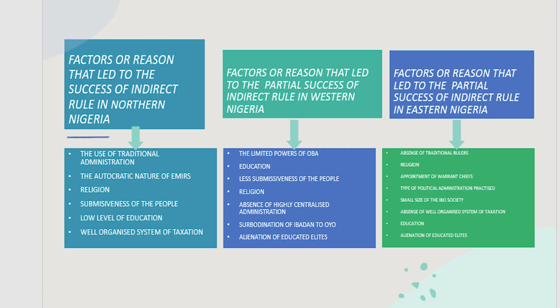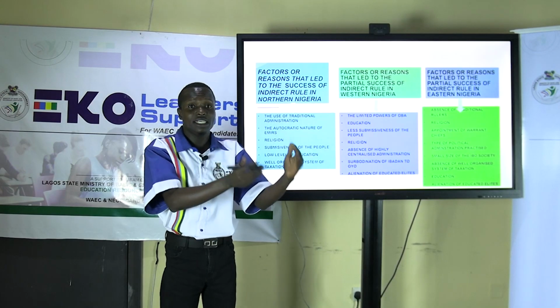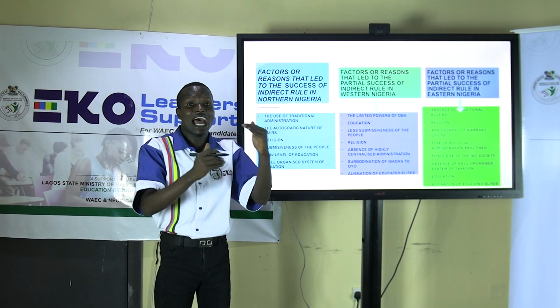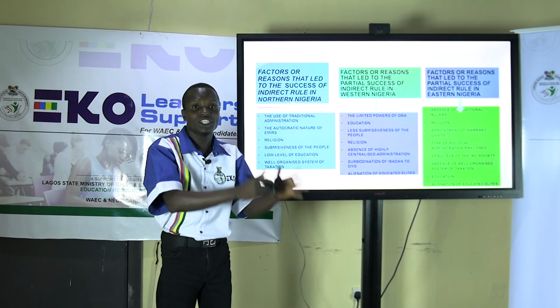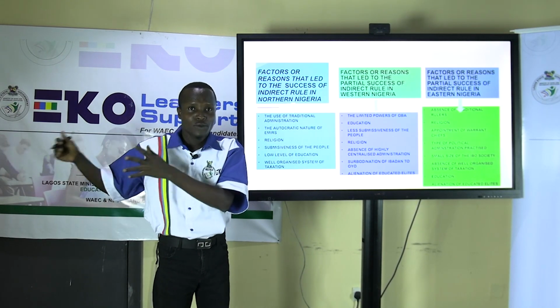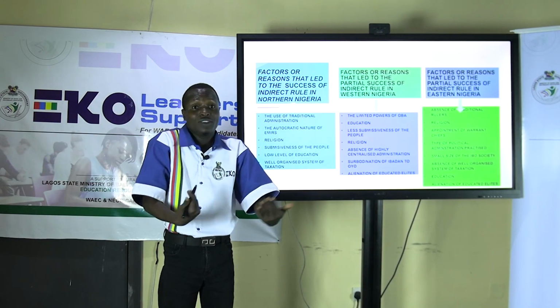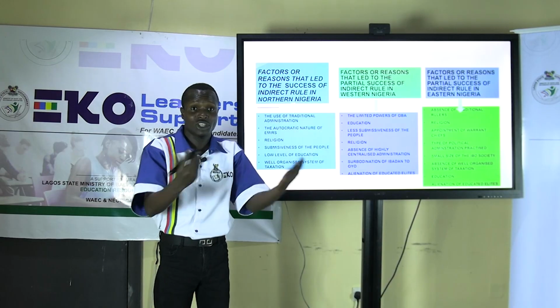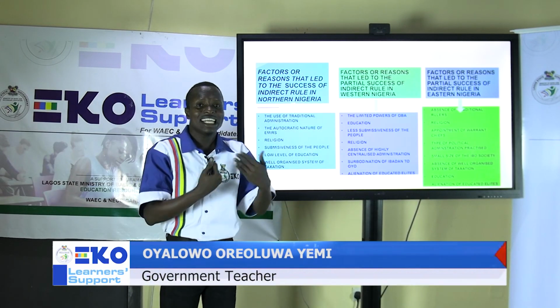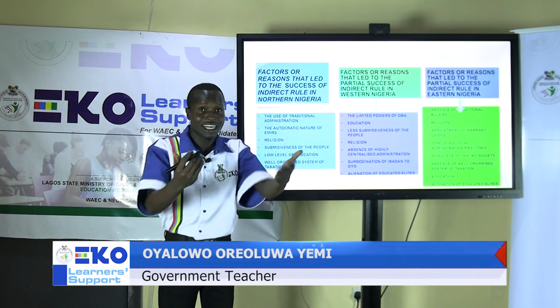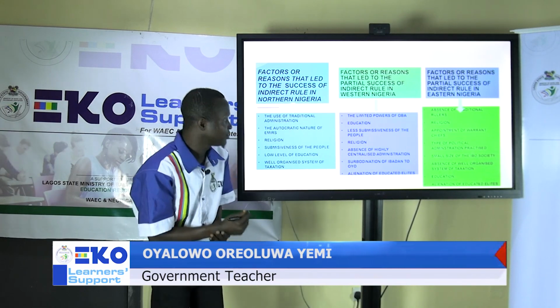Three, appointment of warrant chiefs. Because they have no central head, the British colonial administration appointed warrant chiefs in each district. It was a new system. The warrant chief was not part of their traditional rulers, their traditional institution, which made it less successful because they did not accept the warrant chiefs.